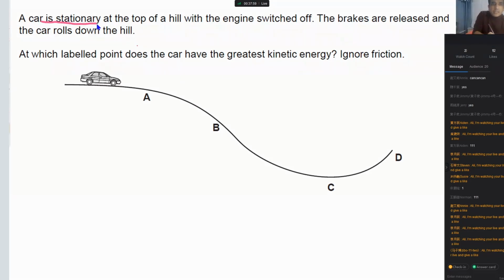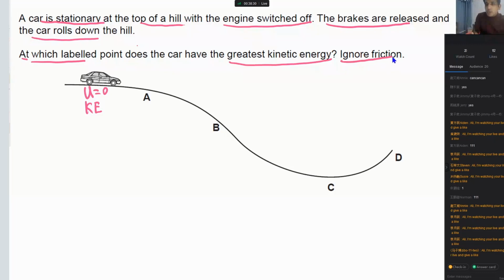A car is stationary at the top of a hill with the engine switched off. At rest. It means at this point, the car is at rest. So we can say the kinetic energy of the car is equal to 0. Now it is given to you, brakes are released and the car rolls down the hill. At which point does the car have the greatest kinetic energy?